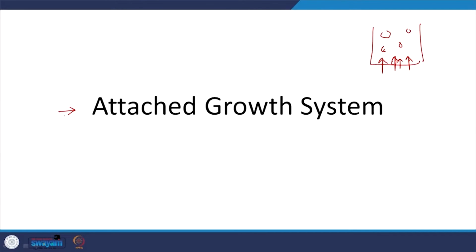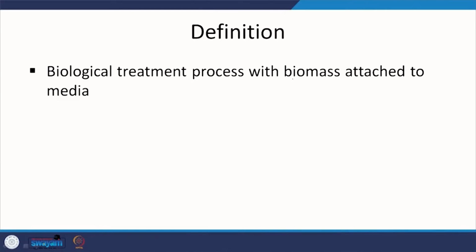So, here it is not suspended. For example, for an example of attached growth, in drains or places which frequently come in contact with water with organic content, you see a green or slimy layer, right. So, that is again attached growth. You have a media or a surface onto which your microorganisms attach, and you have a biofilm developing, right. So, that is an attached growth system.